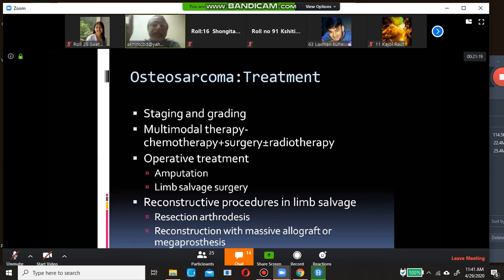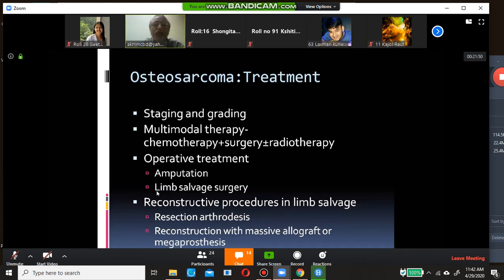So you kill the tumor emboli. And also you stop the growth of the primary site, primary tumor. It may shrink, and many of the tumor cells may die due to chemotherapy. Then you go for surgery. And what type of surgery? Surgery, amputation, limb salvage surgery.